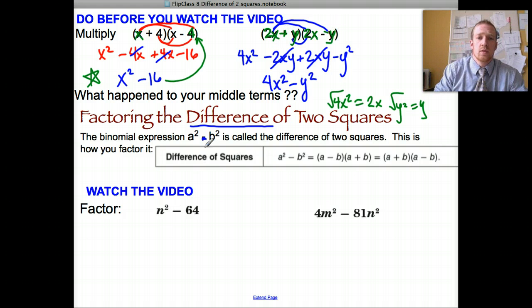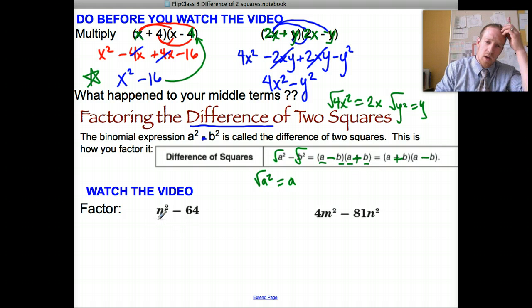So anytime we have the difference of two squares, a squared minus b squared, or just any generic two squares, we can write that as the square root of the first minus the square root of the second, times the square root of the first plus the square root of the second. Actually, it doesn't matter whether it's minus plus or plus minus. That's the commutative property. It works either way. So it's the square root of the first, and that's this first term, and then it's the square root of the second, which is this second term.